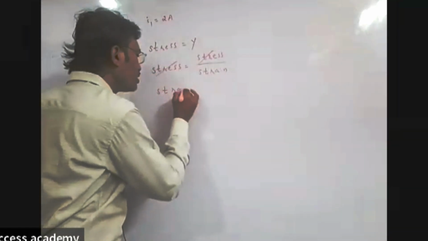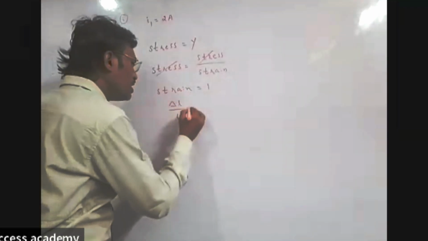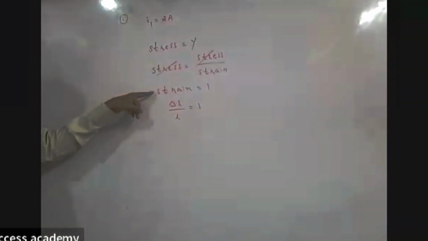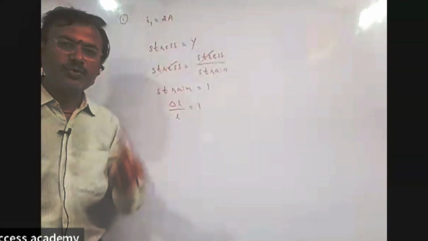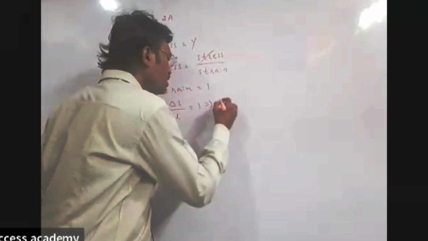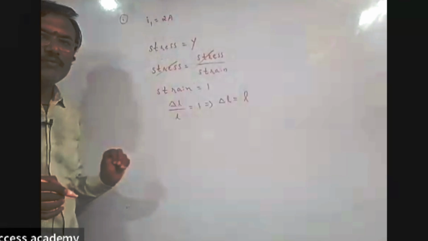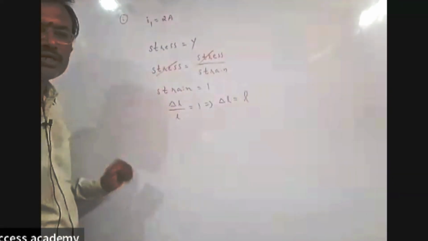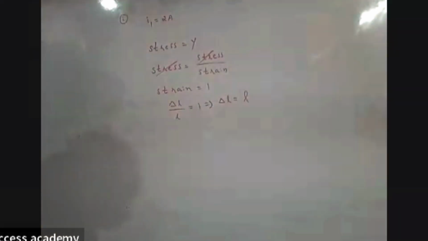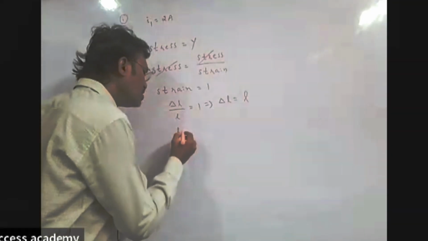Strain is equal to 1. Cross multiplication, strain is equal to 1. If strain is equal to 1, that means delta L by L is equal to 1. That is the strain. What is the longitudinal strain, ma? Delta L by L. Delta L by L is equal to what's the value? 1. So with that, delta L is equal to L into 1, that is L. Now I'm taking L1 as the initial length.